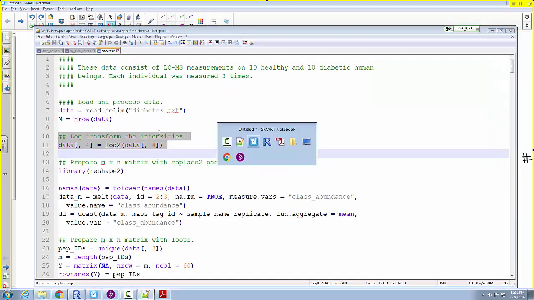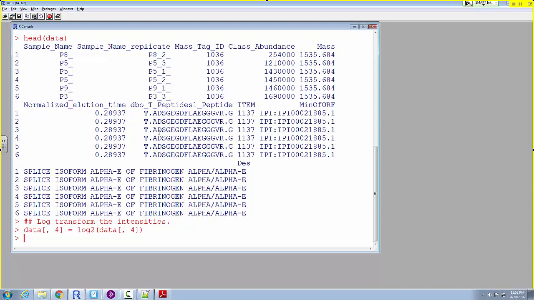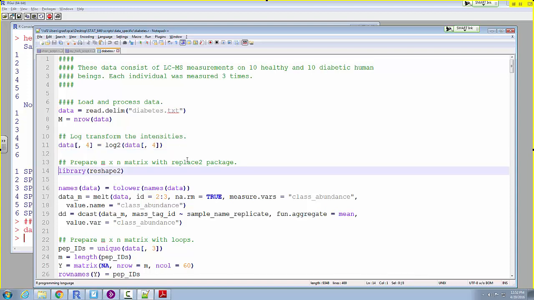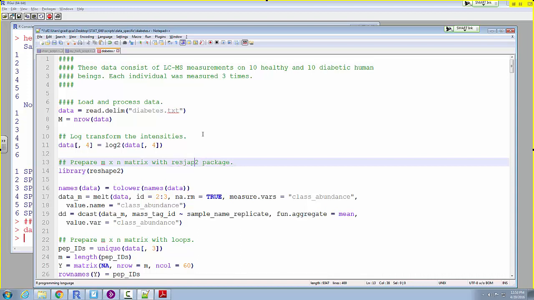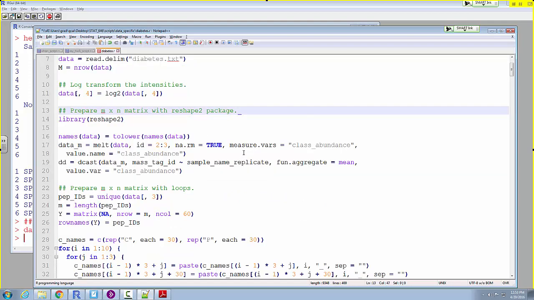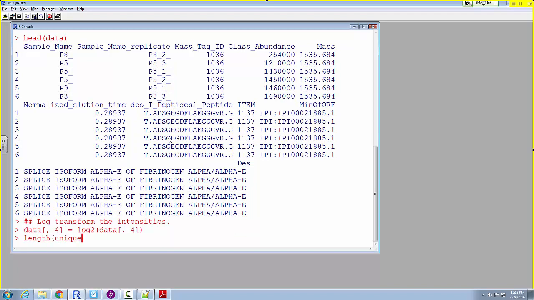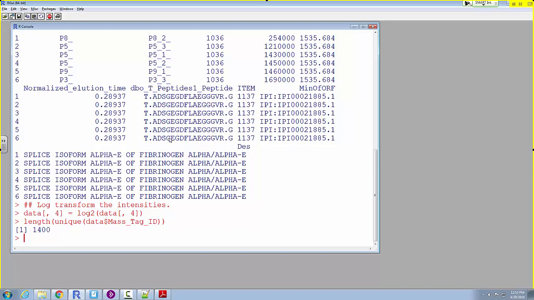And then we need to construct an M by N matrix. That's what we're used to working with. All right. So this is a typo. This should be reshape. This is a good trick to know. Reshape to what? What we would like is to take the data in this format and change it to a format where there's one row per every peptide that's in the data set. How many peptides are there? Length, unique, data, mass, tag, ID. How many unique mass tag IDs are there? It's 1,400. It's 1,400 peptides total.